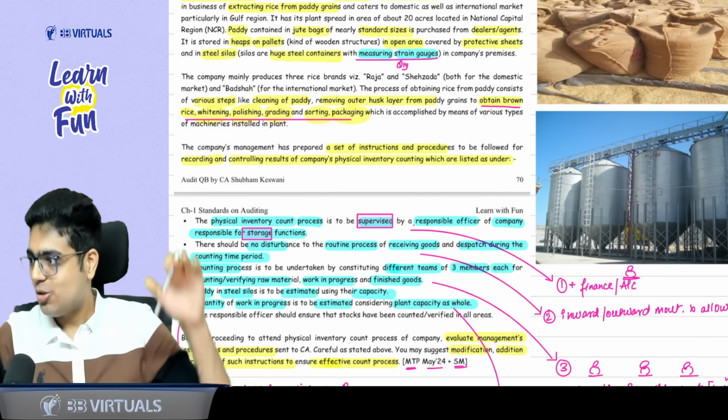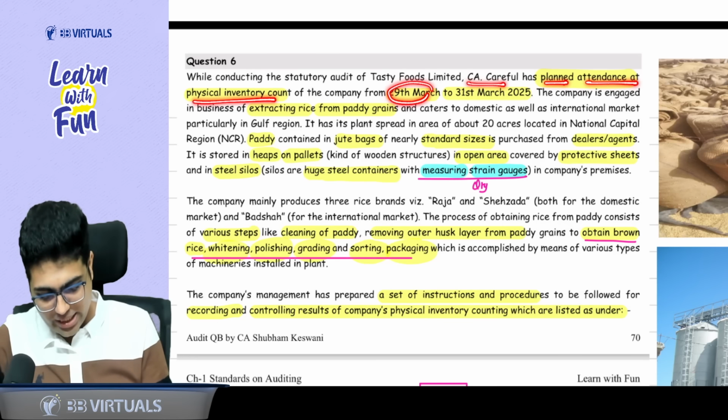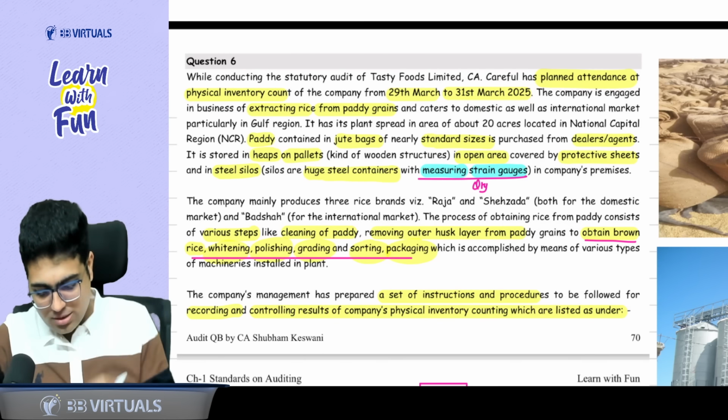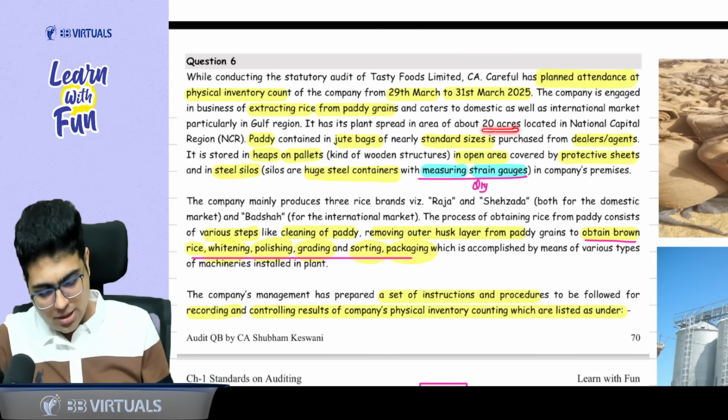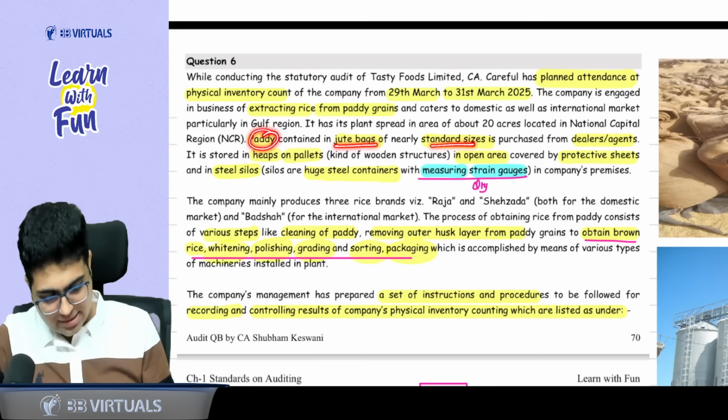While doing the audit of Tasty Foods Limited, CA Careful has planned attendance at the physical count from 29th March to 31st March 25. The company is in the business of extracting rice from paddy grains. It sells to the domestic as well as the international market in the Gulf region. It has a 20 acre plant located in NCR. Paddy is there in jute bags of nearly standard sizes, which it purchased from dealers or agents. It is stored in heaps on pallets, which are wooden structures, in the open area and covered by protective sheets.